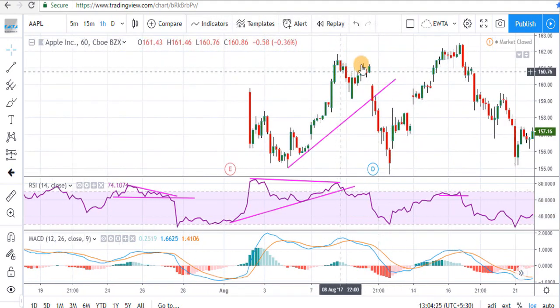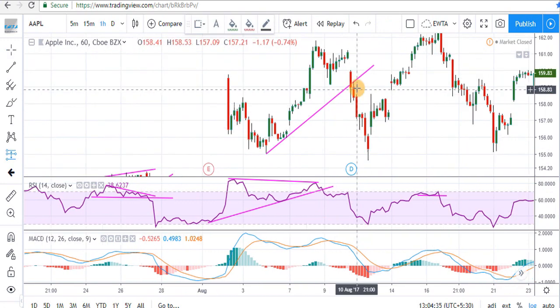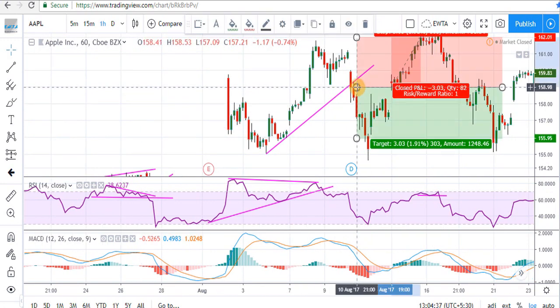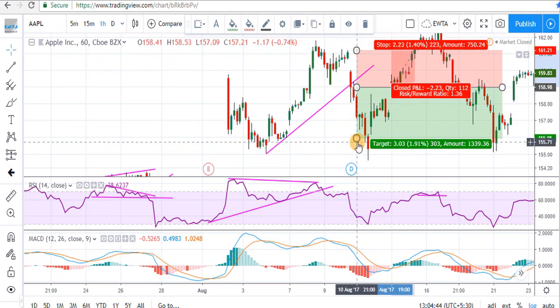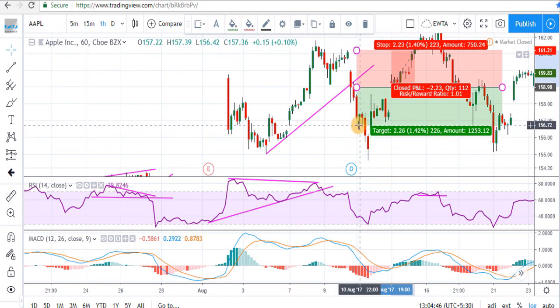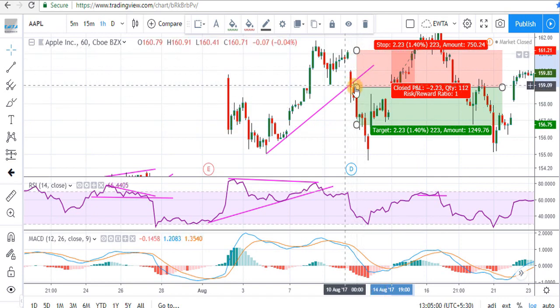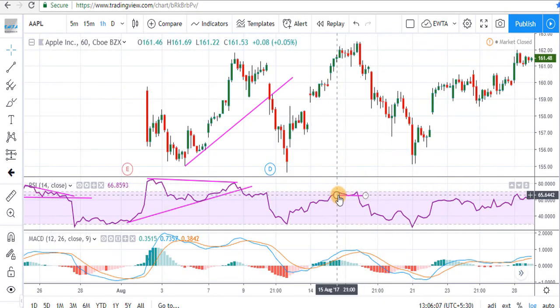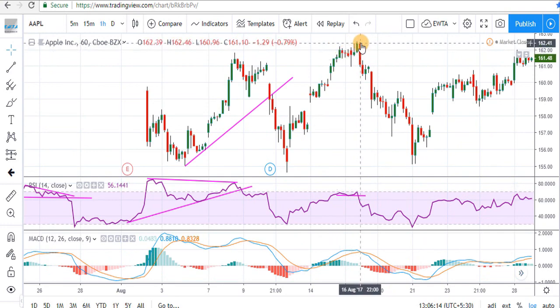In this case there are two peaks, so we will employ our stop loss at the high of this candle. So this is the stop loss level, and in starting we will set our target at 1:1 risk to reward ratio. So at this point we will exit from our half position and move our stop loss level to the break-even point.